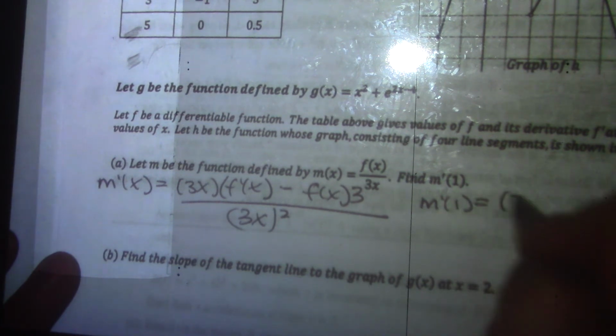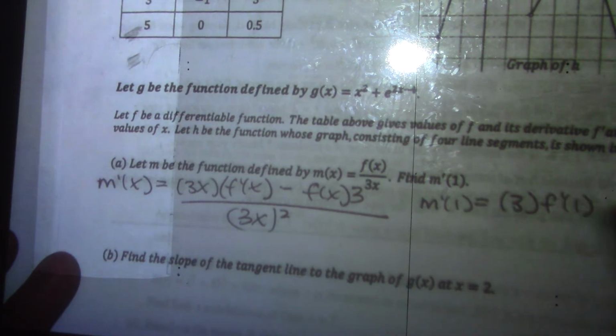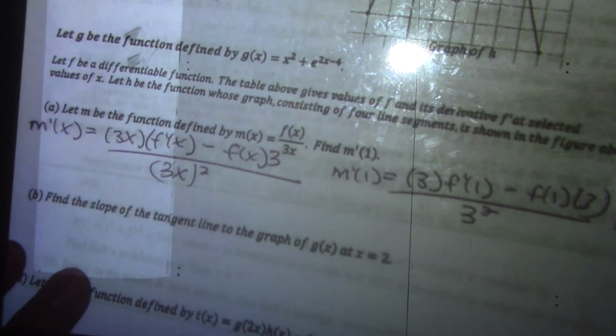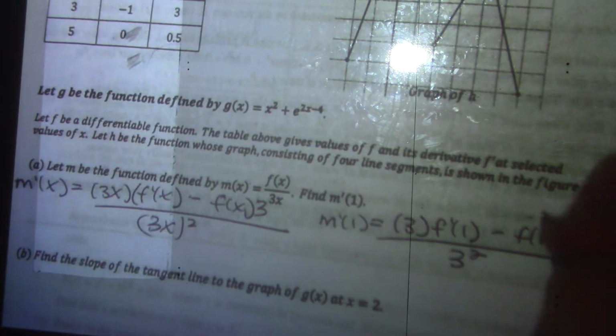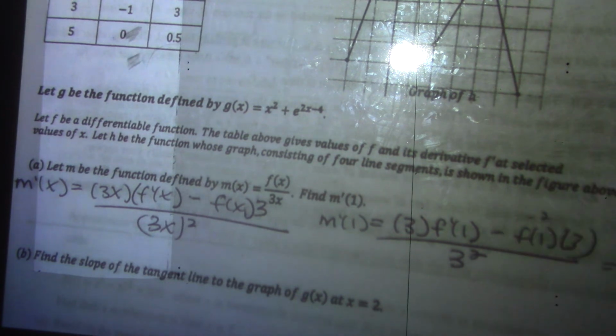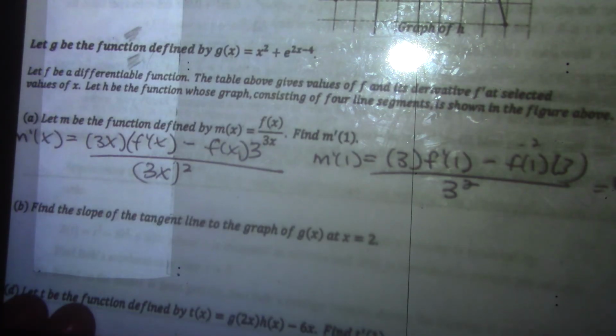It's 3 times 1, which is 3. f prime of 1 minus f of 1 times 3. 3 times 1 is 3 squared, so this is over 9. f prime of 1 is 4. 3 times 4 is 12, minus f of 1 is negative 2. Negative 2 times 3 is negative 6. Minus a negative is plus 6. So that's 18 over 9, which is m prime of 1 equals 2.